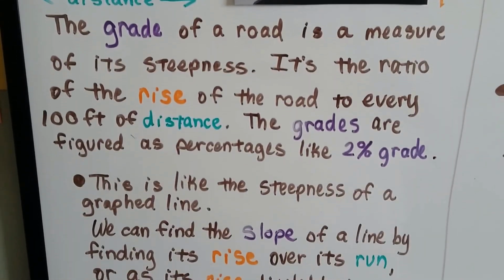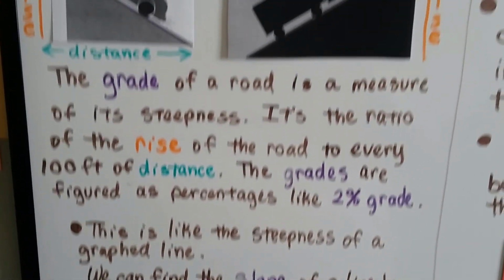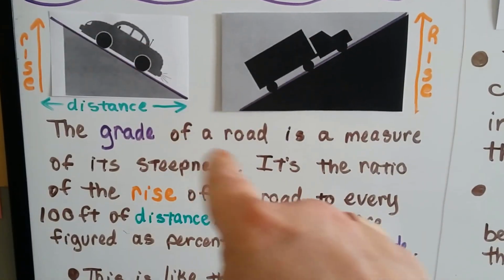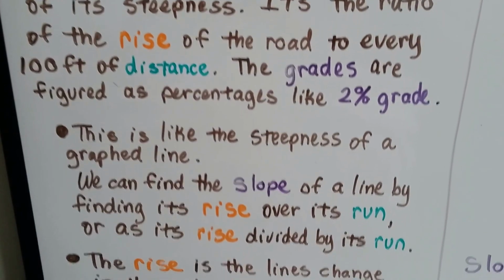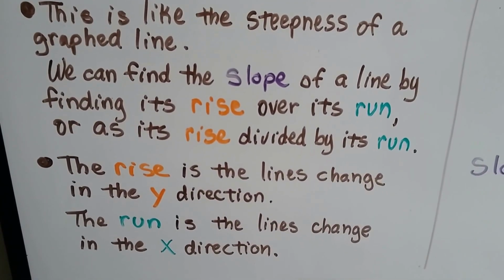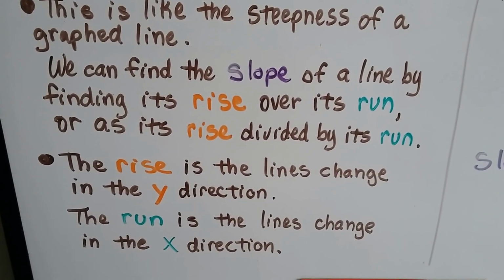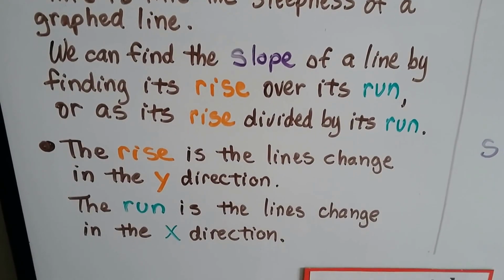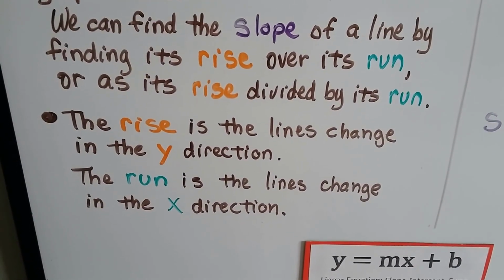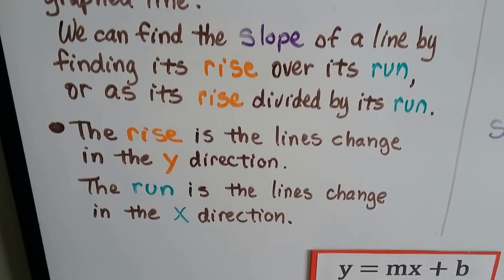Well, this is like the steepness of a graphed line. So you can look at this and see there's a line here that it's on. We can find the slope of a line by finding its rise over its run, or its rise divided by its run. The rise is the line's change in the y direction, and the run is the line's change in the x direction.